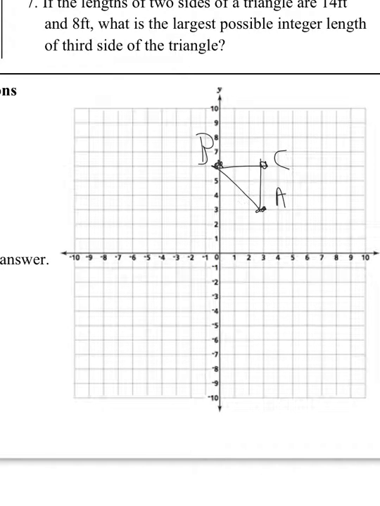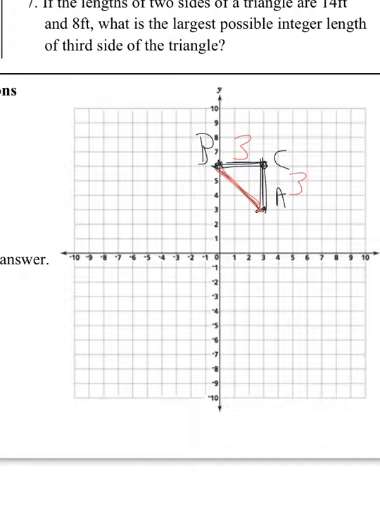The first thing it's going to ask you to do is calculate the side lengths. Now, obviously, with this, you can count units. So, very clearly, BC is 3 and CA is 3. The one you're not going to be able to do so easily is AB because it's a diagonal. You have to use distance formula.